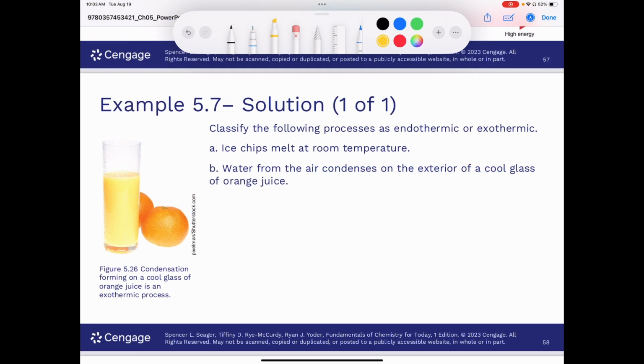Okay, classify the following processes as endothermic or exothermic. So let's start with A. If ice chips melt at room temperature. So if you have an ice chip that's nothing more than water in the solid phase, and then it's melting, you're converting it into water in the liquid phase. So you're taking ice and you're melting it. That means it's absorbing heat, and so that would be an endothermic process.